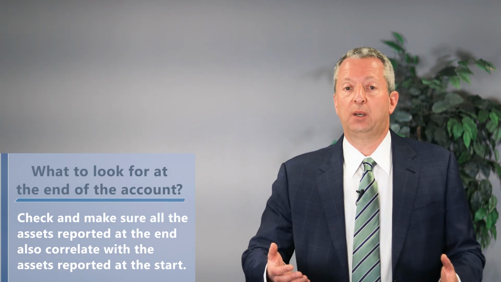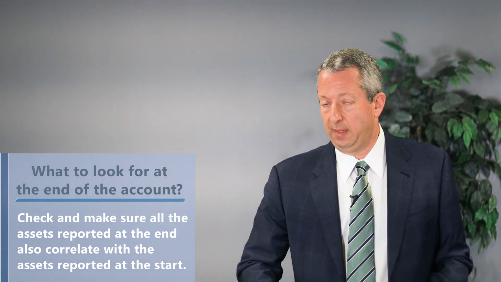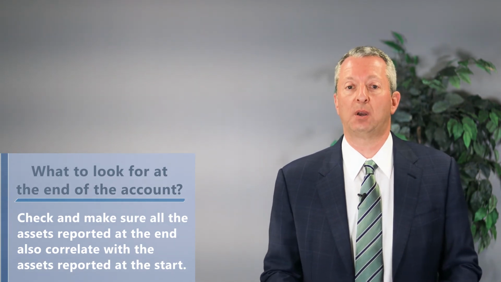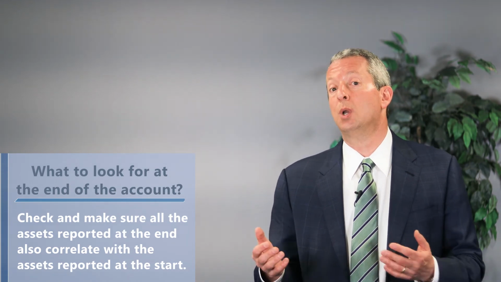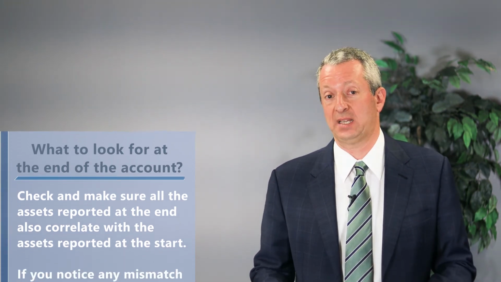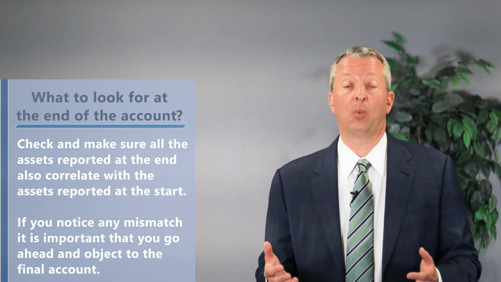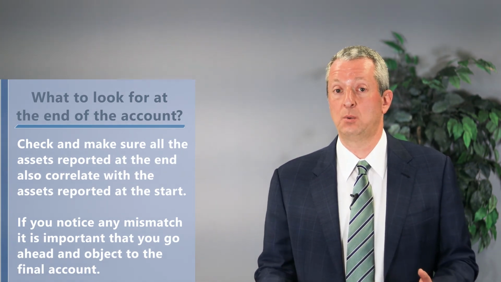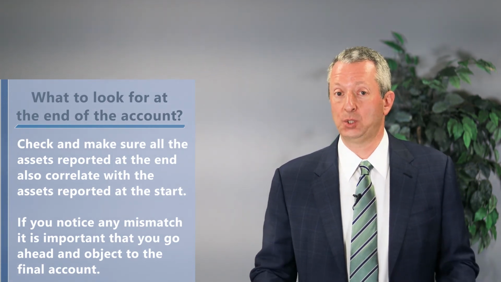If, on the other hand, we've got, let's say, mutual funds that were there at the time your loved one died, and they're reported in the schedule of assets on hand, they weren't sold, but those same mutual funds don't appear on the schedule of assets at the end of the probate, there's a problem. Because the way this is being reported to you, they simply disappeared. If you have that kind of mismatch, it's important to object to that final account in order to make sure you can address those missing assets.